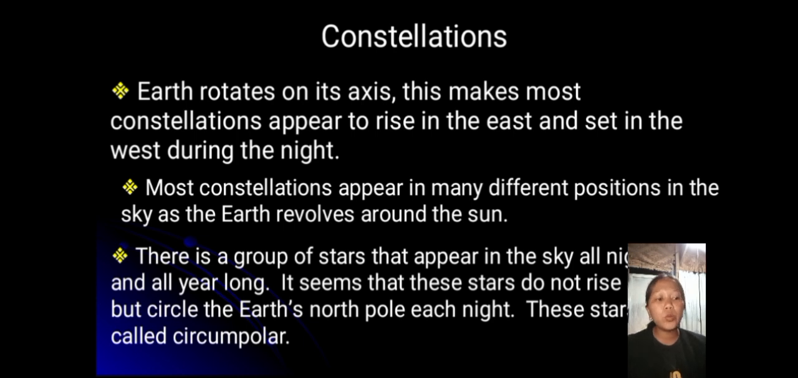And there is a group of stars that appear in the sky all night long and all year long. It seems that these stars do not rise and set, but circle the Earth's North Pole each night. These stars are called circumpolar.